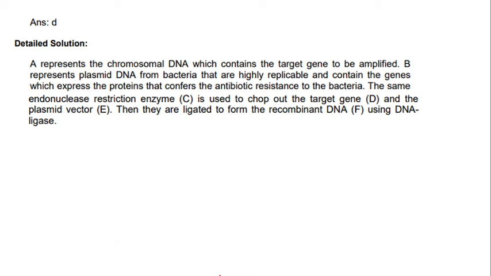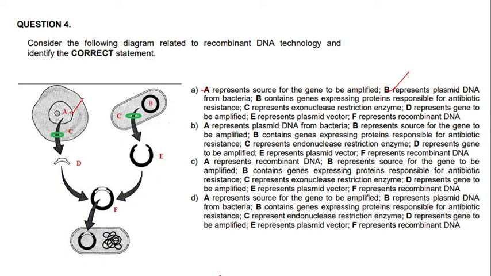The same endonuclease restriction enzyme C is used to chop out the target gene. So C is an endonuclease restriction enzyme. Here it says C represents exonuclease restriction enzyme. No. So C is not an exonuclease restriction enzyme. C is an endonuclease restriction enzyme. So this option is removed.